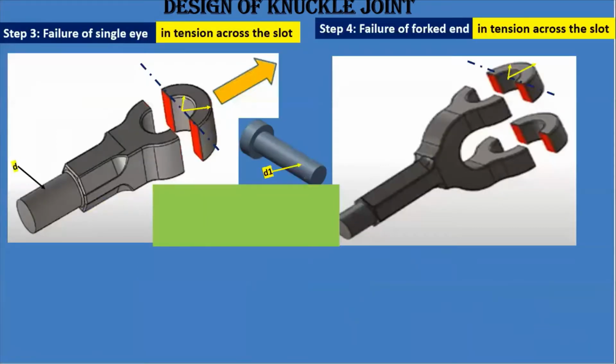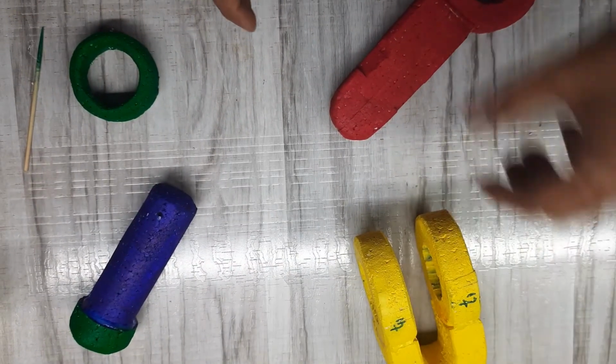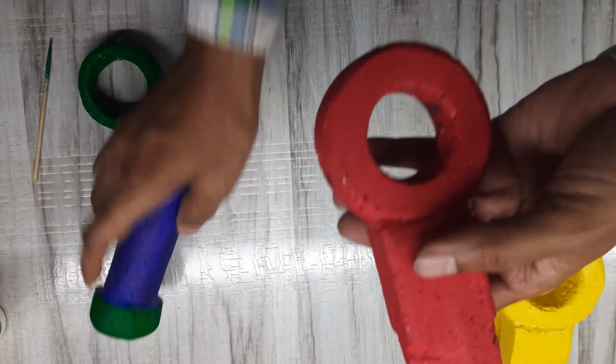Then the third one, I am showing the 2 things parallelly here, that is step 3 and step 4. Failure of single eye in tension across the slot, and failure of fork end in tension across the slot. Here this is a slot, which is circular. This failure, again I will show you practically how it is possible, how the failure takes place under the tensile. Failure of a single eye in tensile.